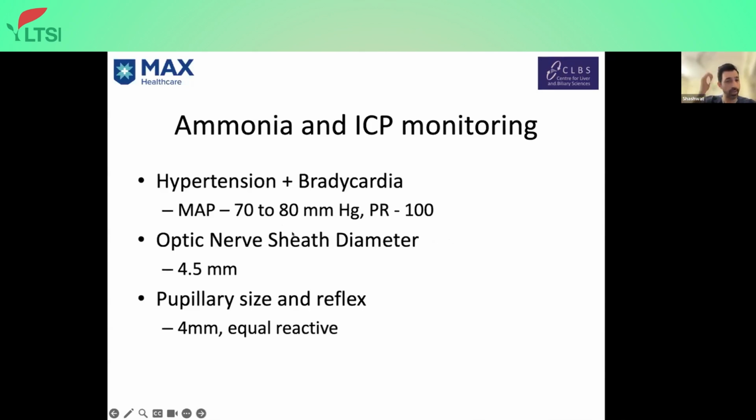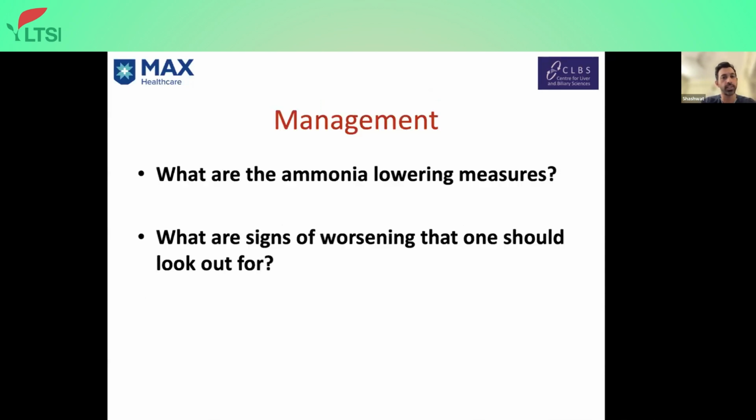So this was how we managed this patient in the ICU. We monitored for signs of intracerebral hypertension. Next, we've already discussed this. I'm going to move to the questions. This is also the first question. The first part we've covered at length, the ammonia lowering measures.